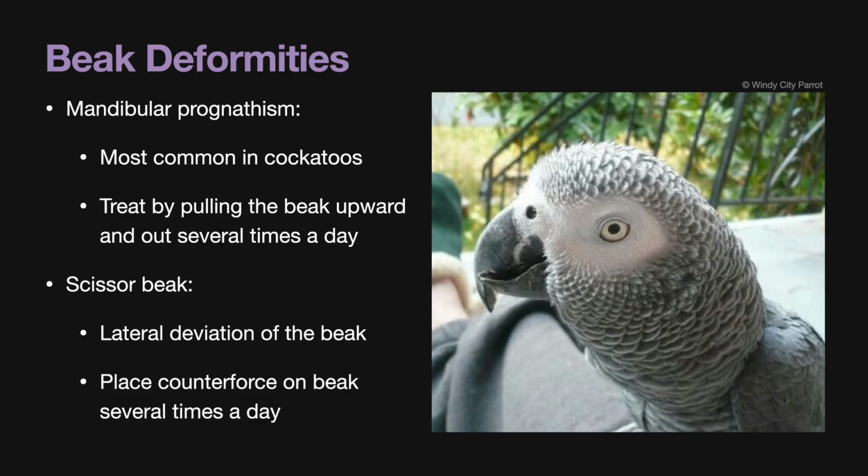There are two main beak deformities in pet birds: mandibular prognathism and scissor beak. Mandibular prognathism is most common in cockatoos and can be treated by pulling the beak upward and outward several times a day. Scissor beak is the lateral deviation of either the upper or lower beak and can be treated by placing a counterforce on the beak several times a day.